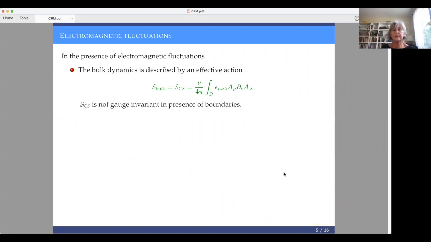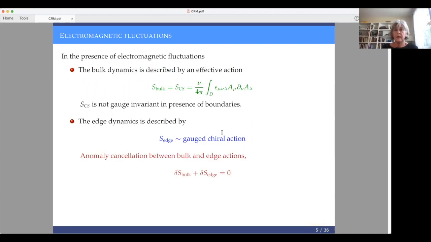Now, if one introduces, in addition to the constant background magnetic field, electromagnetic fluctuations, there is also bulk dynamics in the problem, which is described by an effective action that is essentially a Chern-Simons action with an overall coefficient nu, the filling fraction. One can derive that by starting with a microscopic theory and integrating out the fermions. There is also the edge dynamics, which is now a gauged chiral action. Each of these actions is not gauge invariant, but the anomaly is cancelled if we consider both of them together, and the total action, as expected, is gauge invariant.